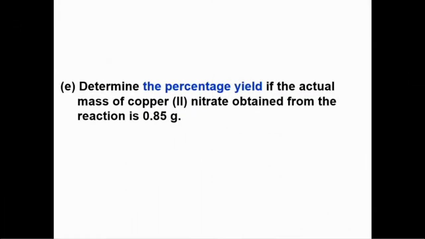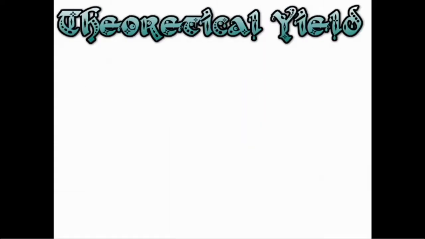Ladies and gentlemen, we have come to the last question of the day. Question E: Determine the percentage yield if the actual mass of copper(II) nitrate obtained from the reaction is 0.85 grams. Before we can calculate the percentage yield, let me first explain two terms.